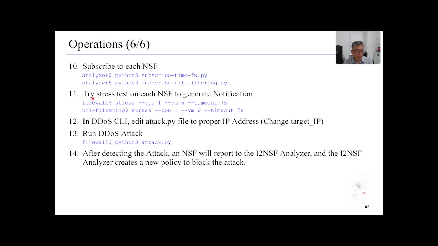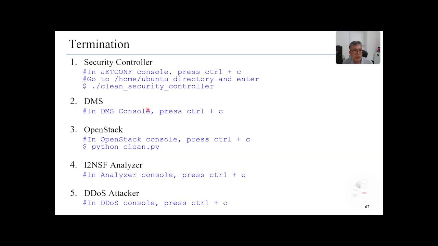And step 11, try a stress test on each NSF to generate notifications like a DDoS attack. In the DDoS client, edit the attack Python file to the purple IP addresses, and this is the actual DDoS attack. So python3 attack.py. And then after detecting the attack, the NSF will report to the I2NSF analyzer, and the I2NSF analyzer creates a new policy to block the attack.